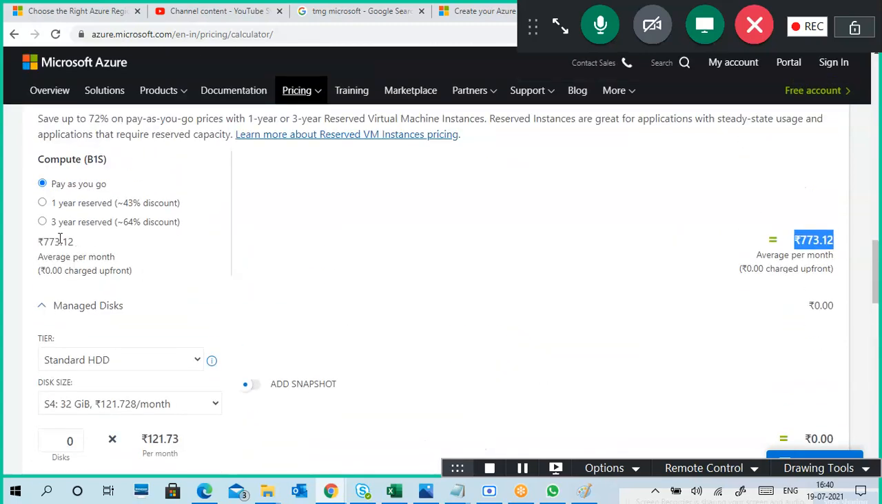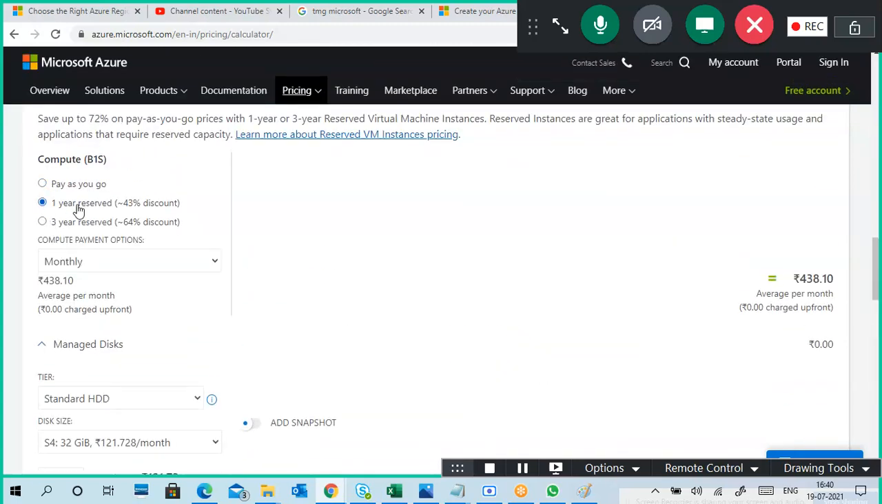Okay, guys, I'm selecting this one: 1 year reserved. For example, mine is only a 3 4 months project. I use it for that purpose only, 3 4 months, completed. Then remove the virtual machine. But mine is more than 1 year, maybe 1 year or 1.5 years. My project is going on.